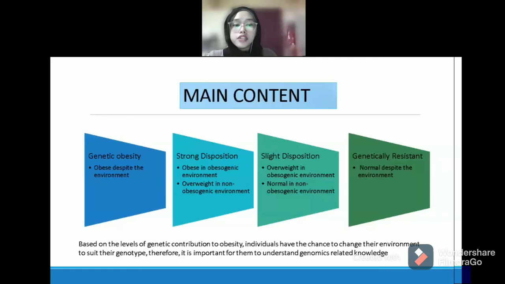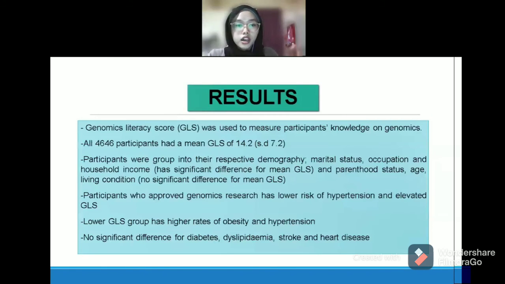Based on these levels of genetic contribution to obesity, individuals have the chance to change their environment to suit their genotype. The Genomic Literacy Score (GLS) was used to measure participants' knowledge of genomics. All participants had a mean GLS of 14.2, with a significant difference of 7.2. Participants were grouped by demography: marital status, occupation, and household income, all three of which had a significant difference for mean GLS, and parenthood status, age, and living condition, which had no significant difference for mean GLS.